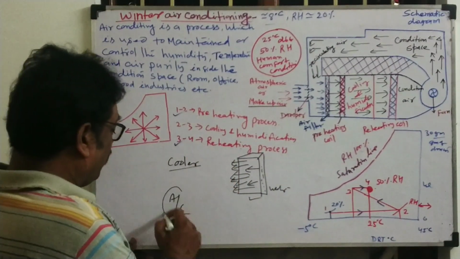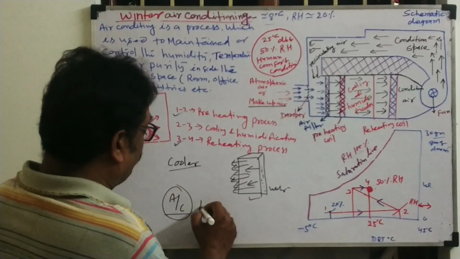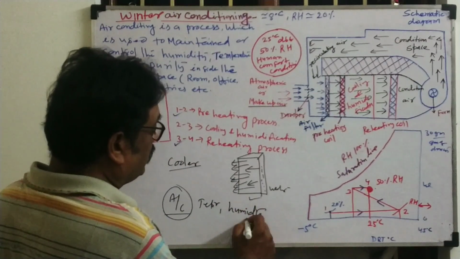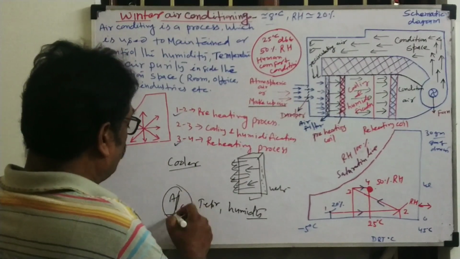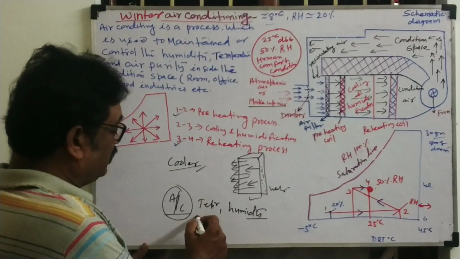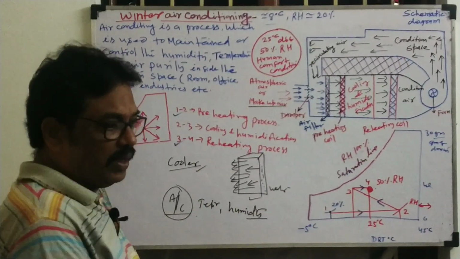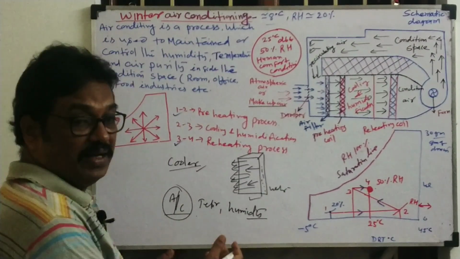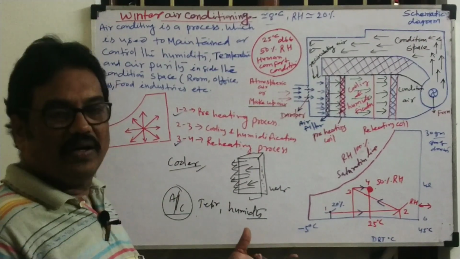But what is AC doing? AC controls the temperature and humidity, and we can maintain the required temperatures. But AC is costlier than a cooler. One disadvantage of the AC is global warming. Some pollution will be there, because in AC we are using refrigerant.